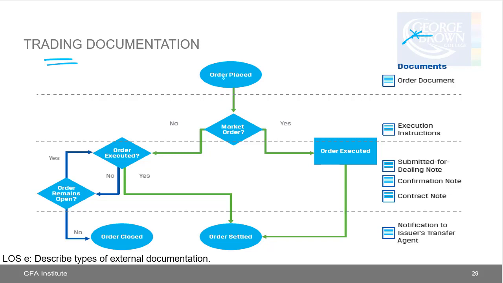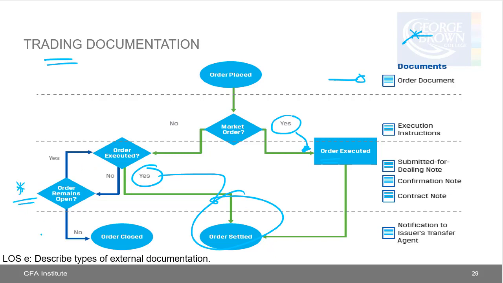Okay. Anyhow, so you can see order placed. There's order documents. Is it a market order? Yes, then it's going to be executed immediately at the best price. And if it's not, if it's a limit order, then again we went through that process. Is it then eventually executed? Yes, the order is settled. If it is not executed, will it remain open? Good till canceled, maximum 30 days, etc. If it doesn't get executed, then the order is going to close.